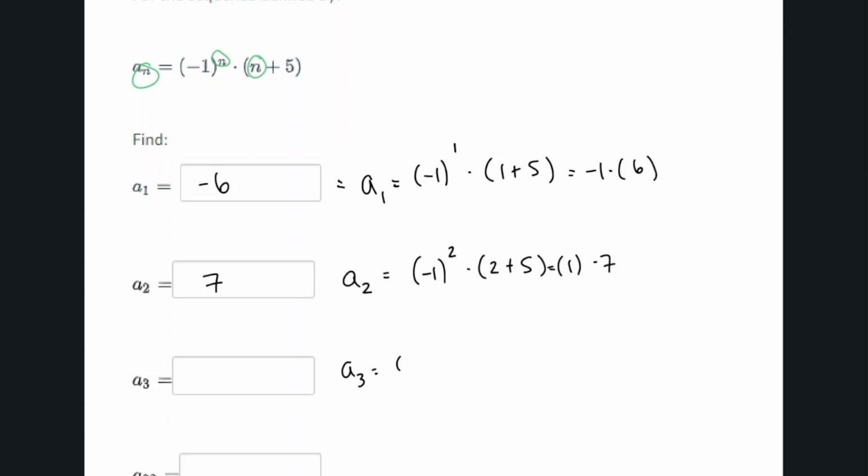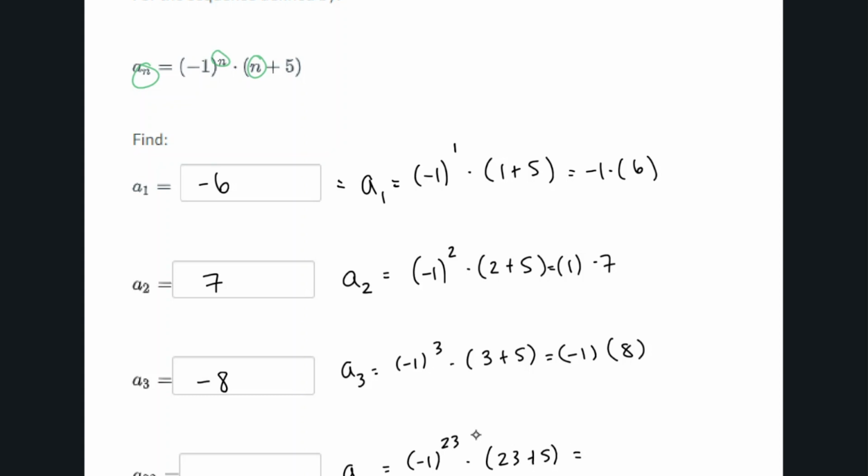A sub 3 is negative 1 cubed times 3 plus 5. We'll get negative 1 times 8. Negative 8. Now a sub 23 would be negative 1 to the 23rd power times 23 plus 5.